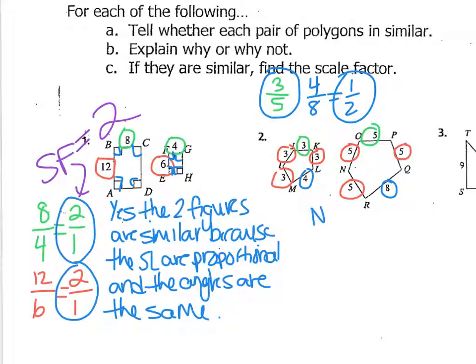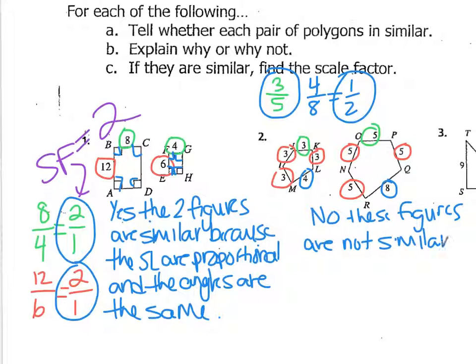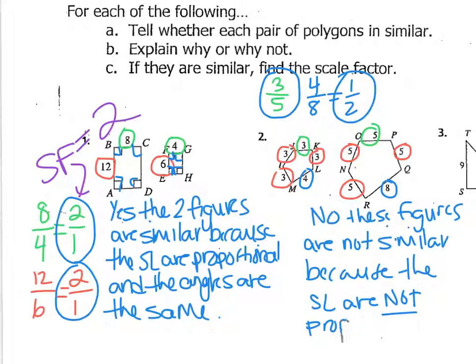So we're going to say, no, these figures are not similar because the side lengths are not proportional. Okay, and again, the reason we know they're not proportional is because when we found the ratio of the sides, they were not the same. So that's one type of question that you might be asked in regards to similar figures.